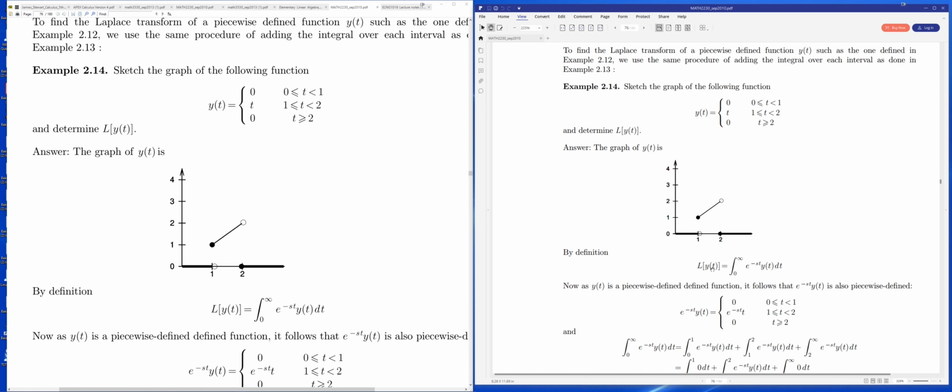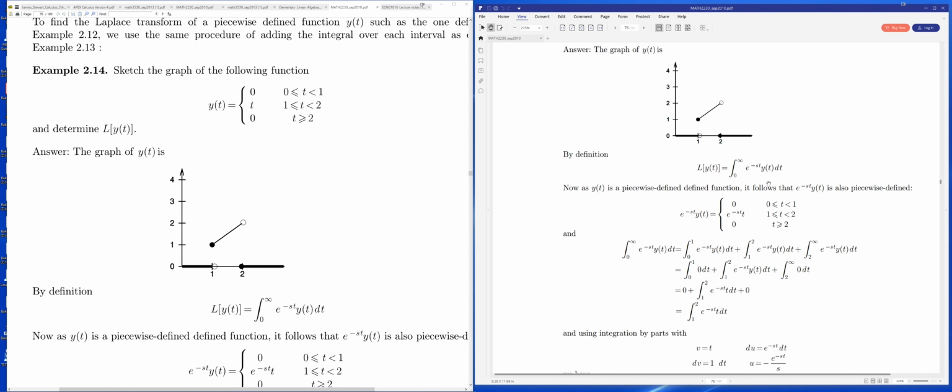Now, the Laplace transform of a function y of t is by definition an integral, an integral from 0 to infinity. What that means is you're integrating from 0 over here to infinity, so you're just integrating along this t-axis. By definition, you're taking this function y of t that's given to you, and you're multiplying it by an exponential.